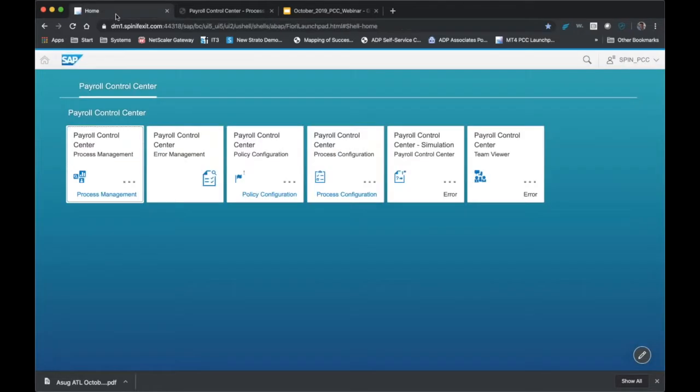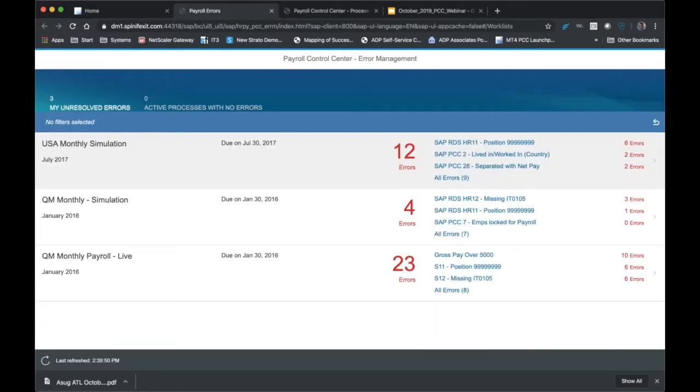Because the other role out there might be one of the administrators or someone else, right? They might be going into their error management system here to see what policies they have to work on. So I'm logged in here as SpinPCC, and you can see across the different payroll areas, this monthly simulation is live, and then our July 2017 simulation, the errors that have been assigned to me that I have to work on, right? These are the policies and alerts: people in bad positions, people in bad countries, separated with net pay.